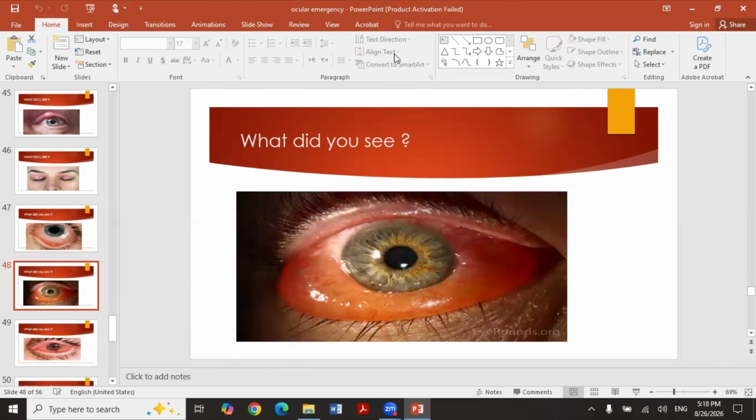Another case. What did you see here? It's also chemosis, right? Yes, chemosis. Is it urgent, Dr. Hadil?